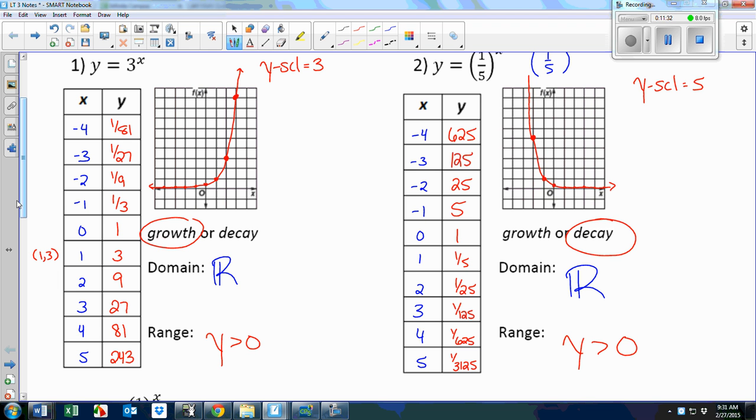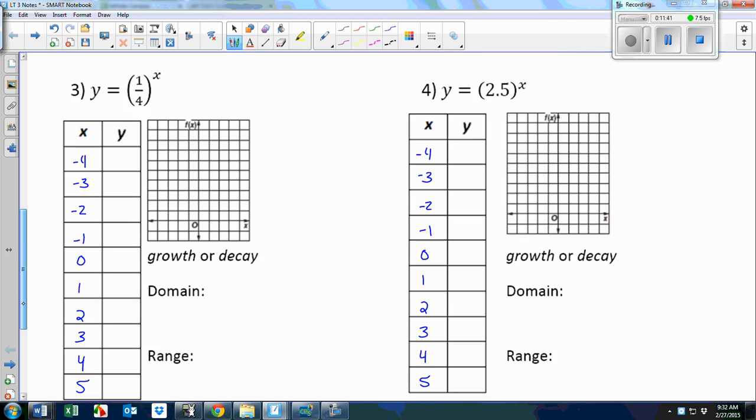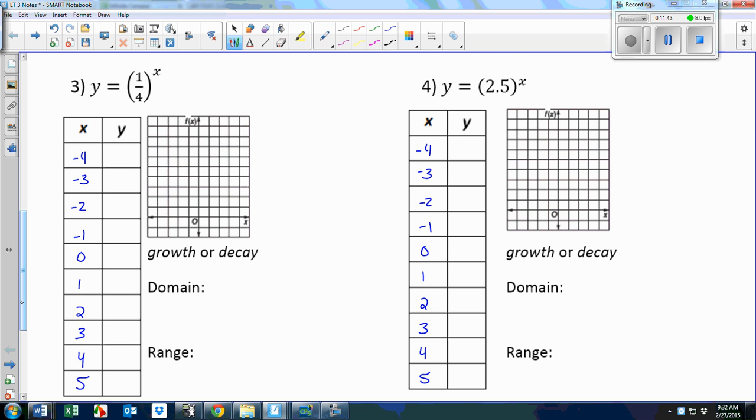Just to keep it simple. We could do the whole left, right, up, down with all of them, but I'm going to try it this way, and hopefully it works a little better. But I'll pause the video, and I want you to try number 3 on your own, and try number 4, but I'll go ahead and tell you, you're going to need the calculator's help.